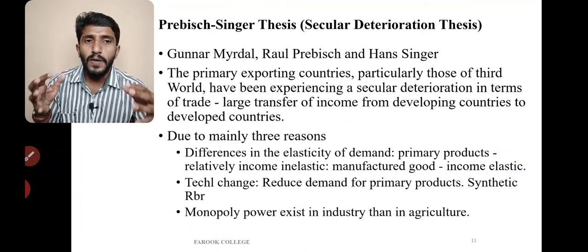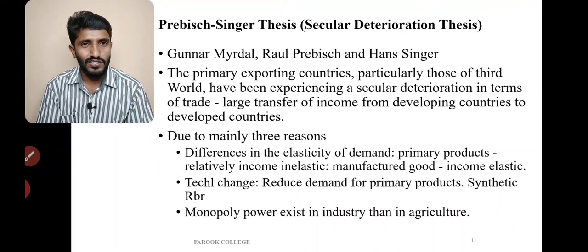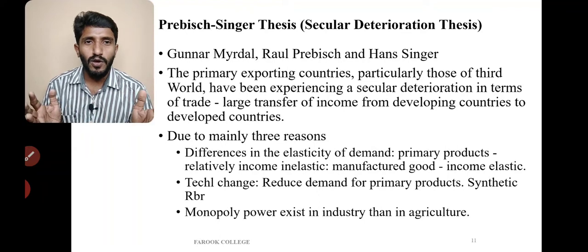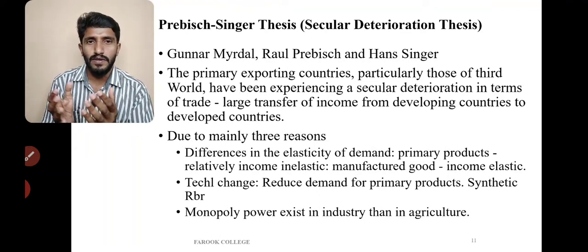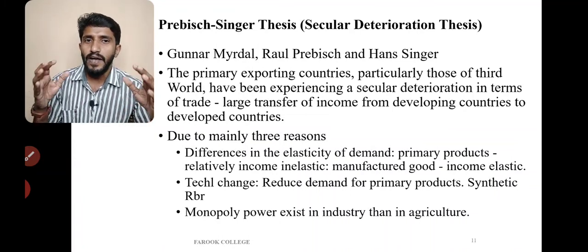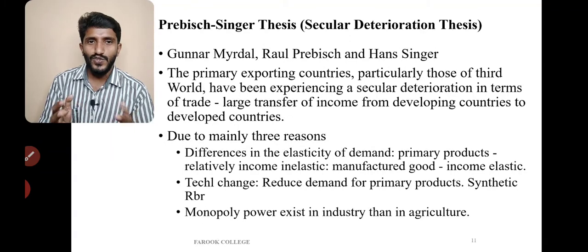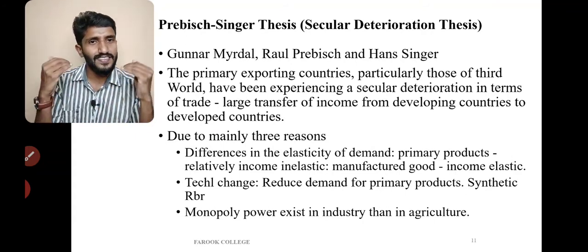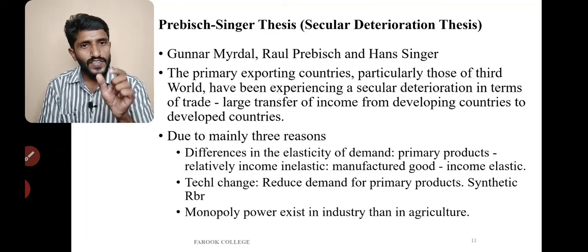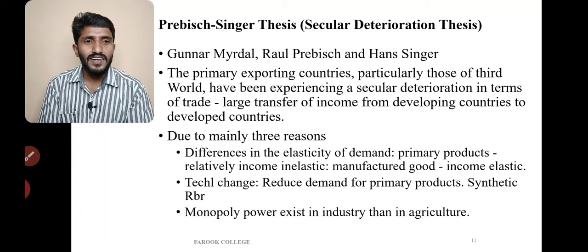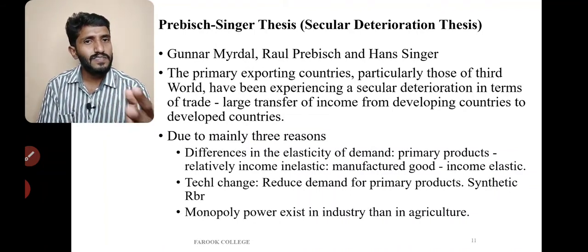Then finally, monopoly power exists in industry more than in agriculture. In agriculture, there is no monopoly power. Even now the farmers' protests are going on, because they don't have the capacity to store their products. So they have no other option but to sell all the products even though the price is low. But it is not the case for manufactured products, because they are durables. They can store them and sell them later. So there is no monopoly power in agriculture as there is in industry. Because of these reasons, less developed nations get less benefit from international trade.